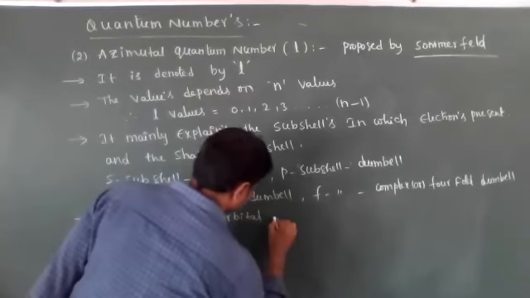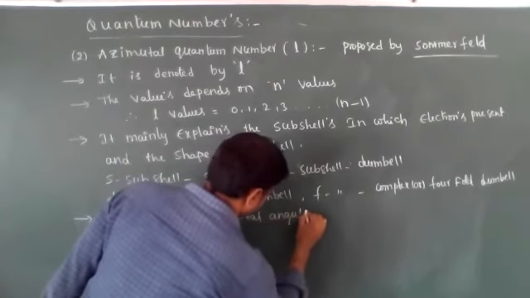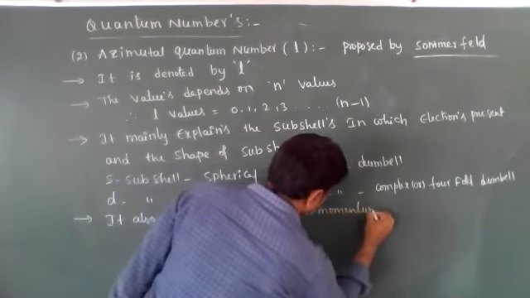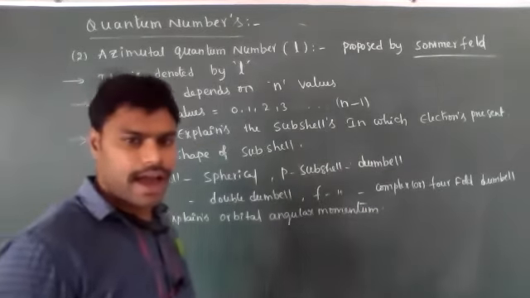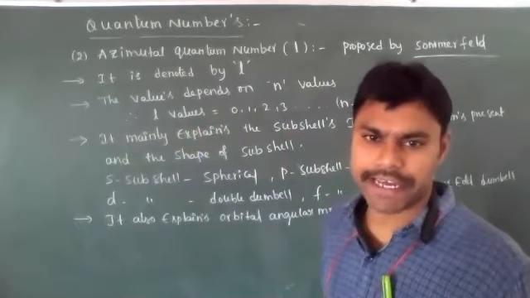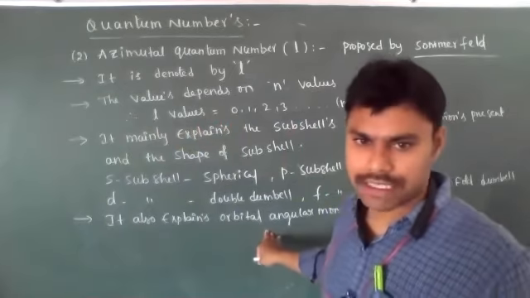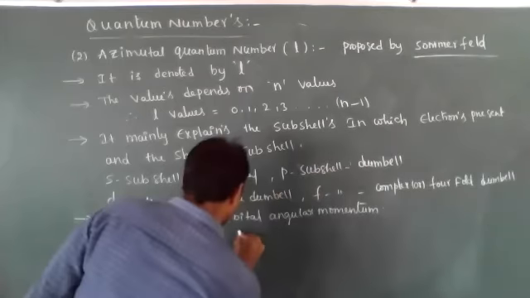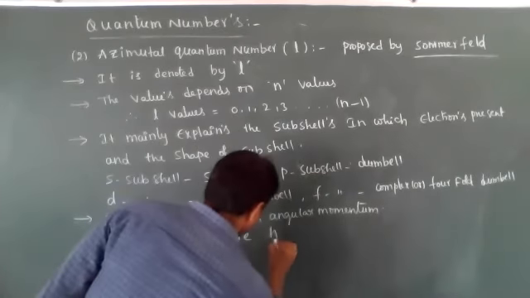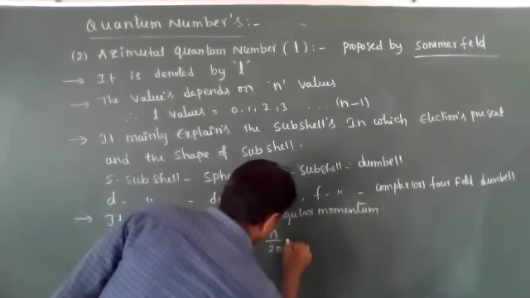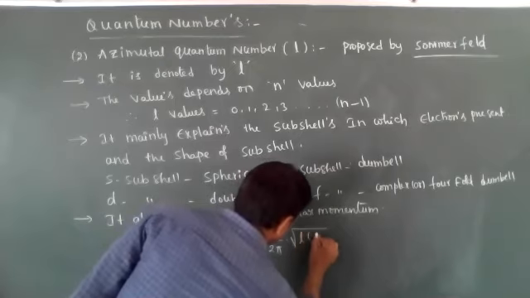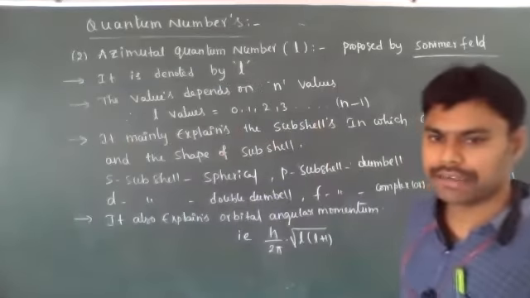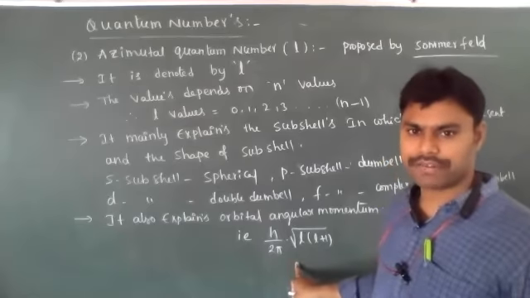Orbital angular momentum. Already angular momentum mvr is equal to nh by 2 pi. For orbitals, the angular momentum is h by 2 pi into root over L into L plus 1. What is the orbital angular momentum? This direct formula is very important.